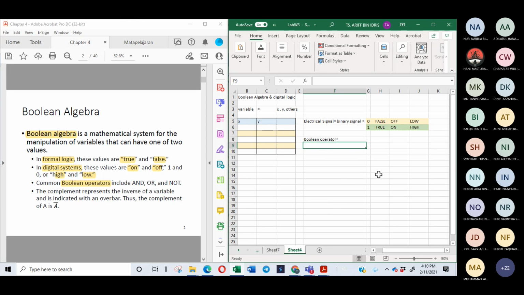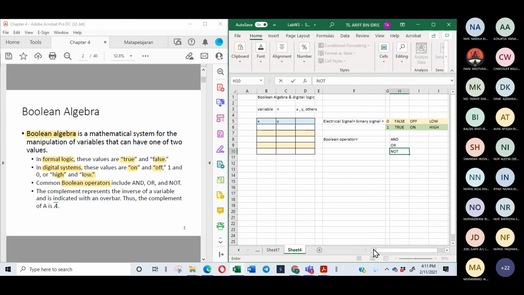One example is what? Boolean operators. And. Excellent. Besides AND, what else do you have? Or. Then, what else? Not. Okay. So this is the basic concept of Boolean algebra that we are going to cover during our lecture session today.